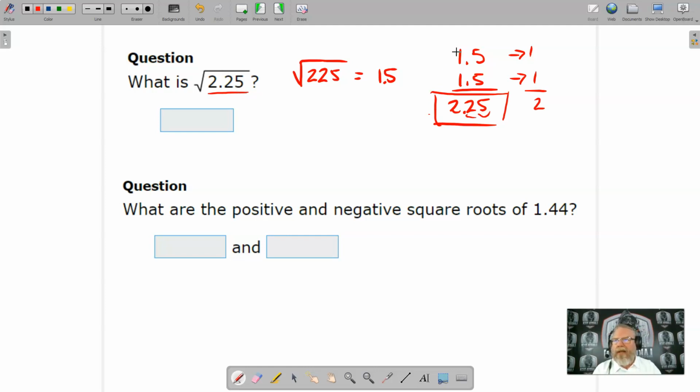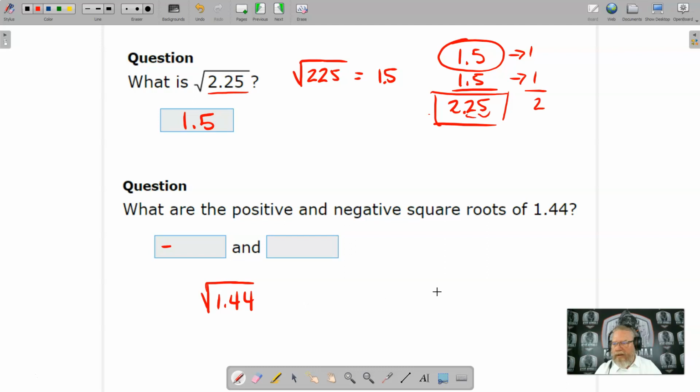And what did I multiply to get it? 1.5. Here they're not saying positive or negative. If they only give you one answer block, then they want the positive form of it. So that's going to be 1.5. What are the positive and negative squares of 100 or 1.44? So they do want the negative and the positive. Square root of 1.44. Here we go again.